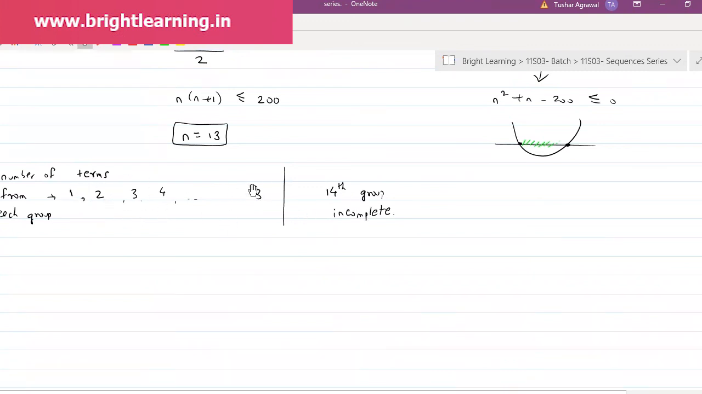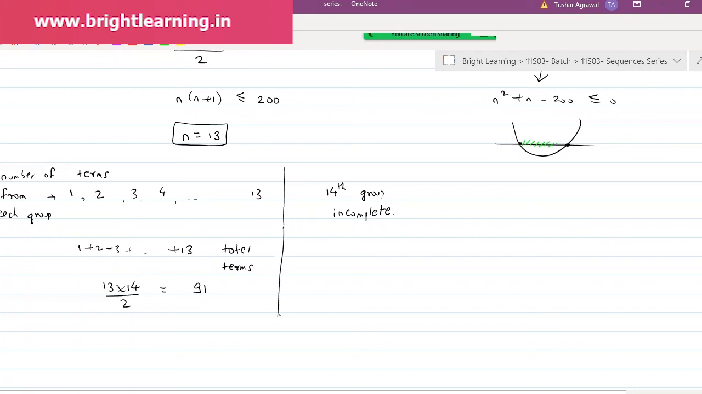Okay. So 1, 2, 3, 4, 5, 6 up to 13. How many terms are they contributing? They are contributing 1 plus 2 plus 3 up to 13 total terms. These many terms they are contributing. So that is 13 into the next number upon 2, like 1 plus 2 plus 3 up to n. 13 into 13 plus 1 upon 2. So this is 13 into 7, which is 91. So 91 terms are contributed in the completed groups.